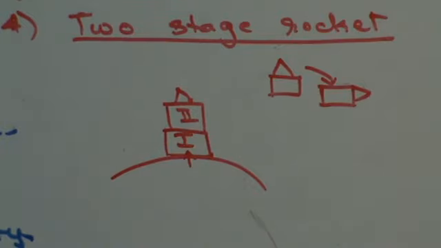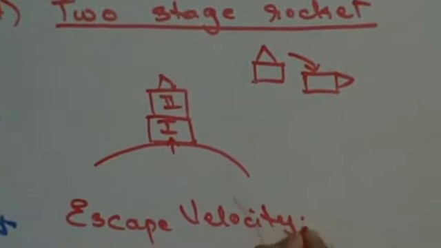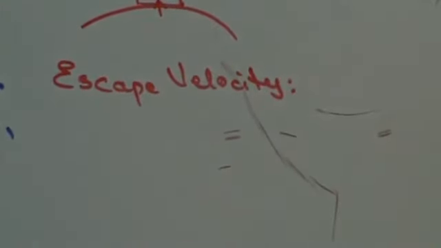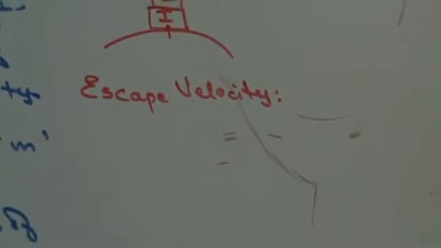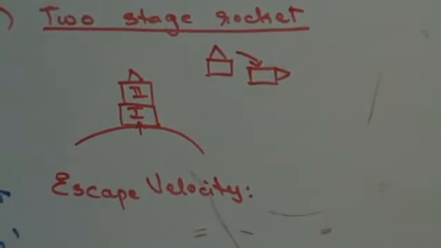Now, the velocity that is required to escape the gravitational field of the earth is called the escape velocity. What is escape velocity? It is the minimum velocity that has to be given to the satellite so that it escapes the gravitational field of the earth.